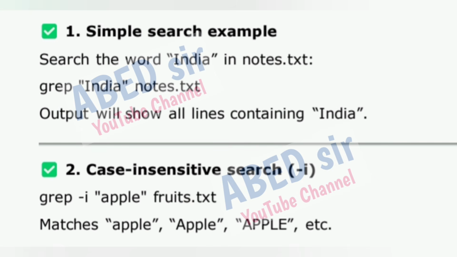1. Simple search example. Search the word India in notes.txt. grep India notes.txt. Output will show all lines containing India. 2. Case-insensitive search, -i. grep -i apple fruits.txt. Matches apple, Apple, APPLE, etc.